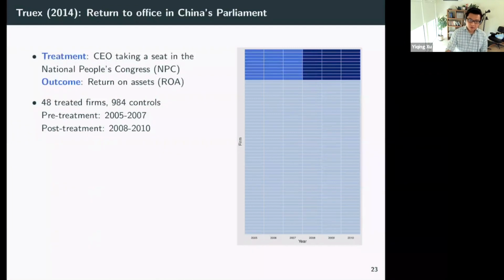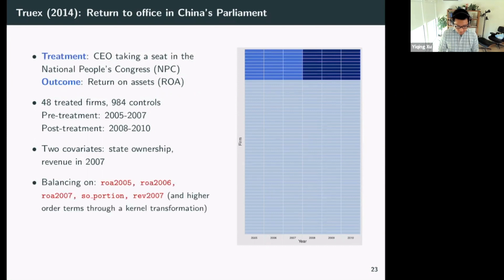There are 48 treated firms, close to 1,000 controls. If you use synthetic control, it's going to take forever. If you use the balancing approach, it's actually much faster. There are 3 pre-treatment periods, 3 post-treatment periods, and then 2 covariates, state ownership and revenue in 2007. And then we try to balance on both the covariates and the pre-treatment periods, and also the higher order terms using a kernel transformation.